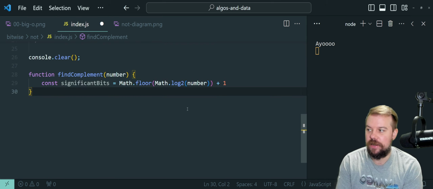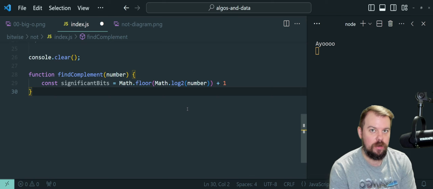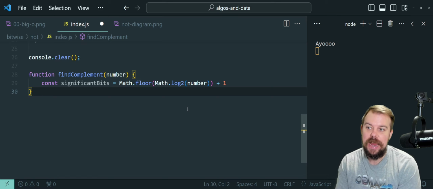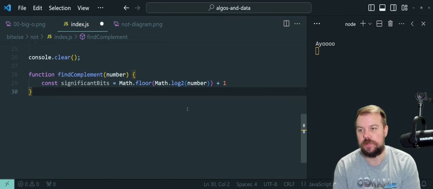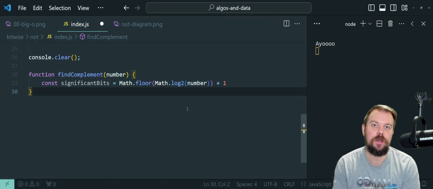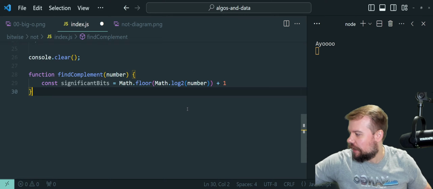And this right here is a nice math trick to know about: if you need to calculate how many bits a number has, you do Math.log2 of that number, floor that down, and add 1 to it. So that's our trick right there. It's almost like the same thing you learn with arrays, where you do the array length minus 1 for the last index position. It's a similar kind of concept. So this is how you calculate significant bits.